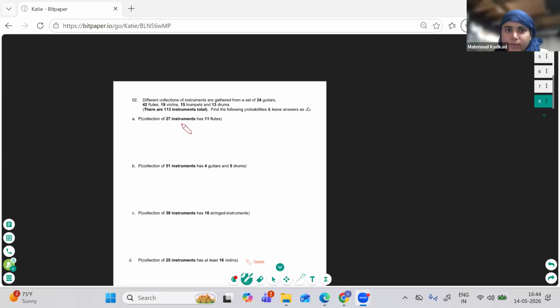Okay, so a collection of 27 instruments has 11 flutes. For the first part, you're collecting a total of 27 instruments, so I'm finding the probability P. It's going to be something over the whole thing. You have 113 instruments, and order does not matter here, so that's 113 C 27. And then you have 11 flutes from how many flutes you have? 42. So that's 42 C 11.